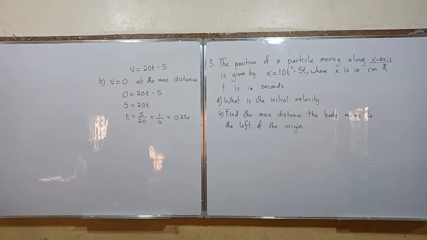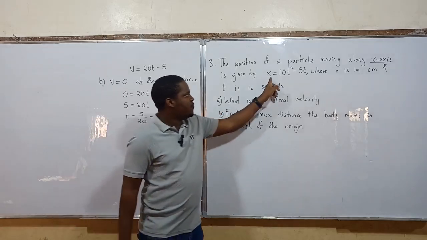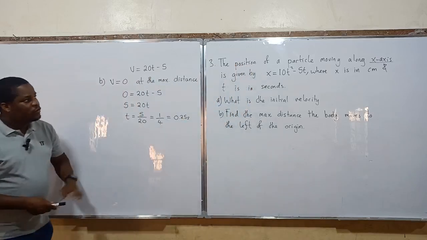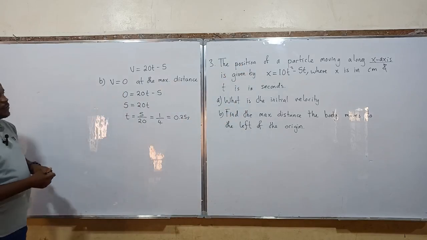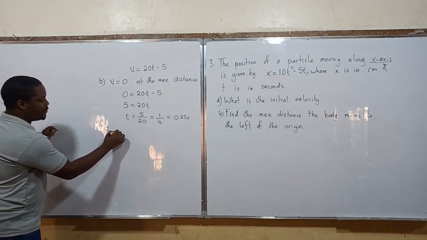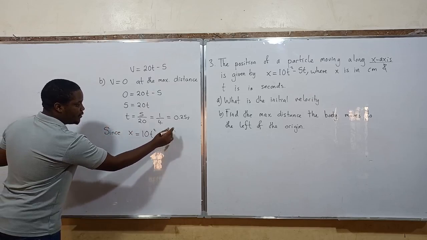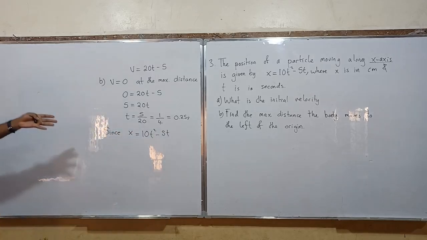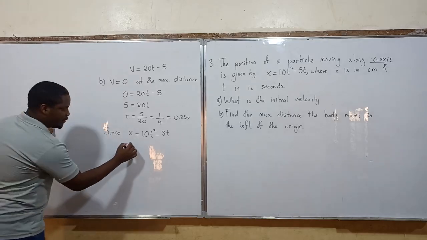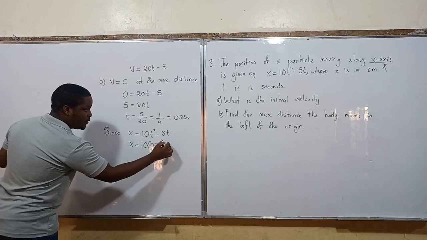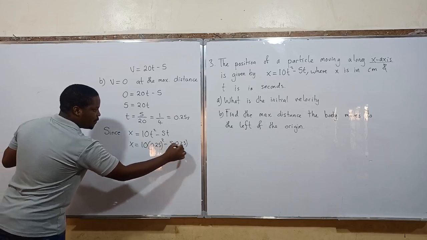So no need of going to the equations of motion. We have the formula for distance. This one. Remember, this is the formula for position. It's also for displacement or distance. So to find the maximum distance, just use the same formula. The maximum distance can be given by x is equal to 10t squared minus 5t, because now we have time. So just substitute where there's t. What is the time? 0.25. So x will be equal to 10 times 0.25 squared minus 5 times 0.25.